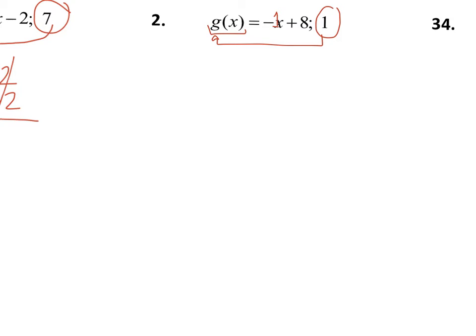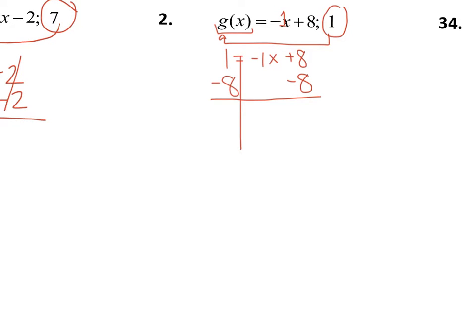So you're going to have 1 equals negative 1x. If you don't have the negative 1, that's fine. Plus 8. Draw your line down and do your order of operations backwards. So I'm going to subtract 8 from both sides. 1 minus 8 equals negative 7. And then the positive 8 and the negative 8 cancel, so I'm left with a negative 1x.